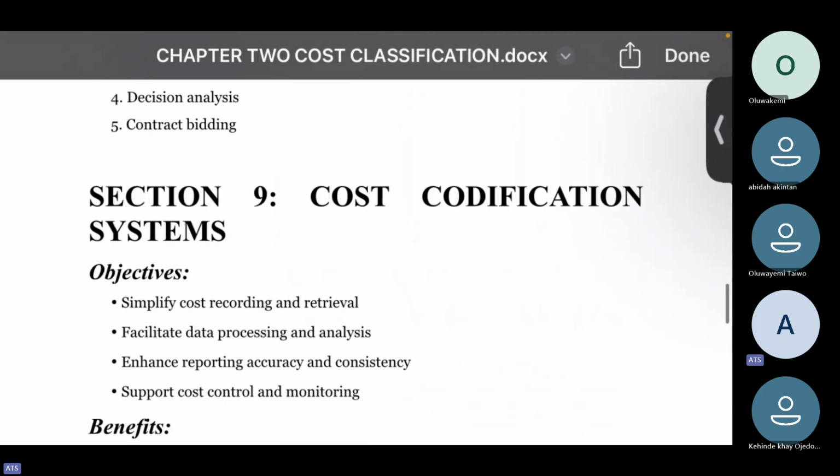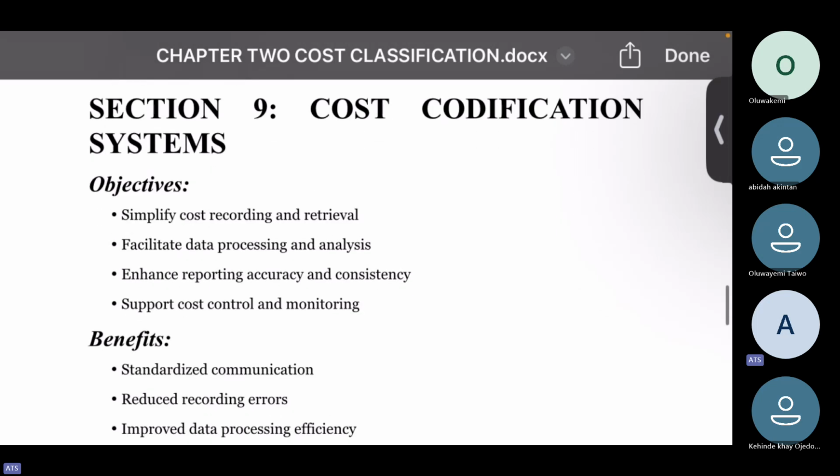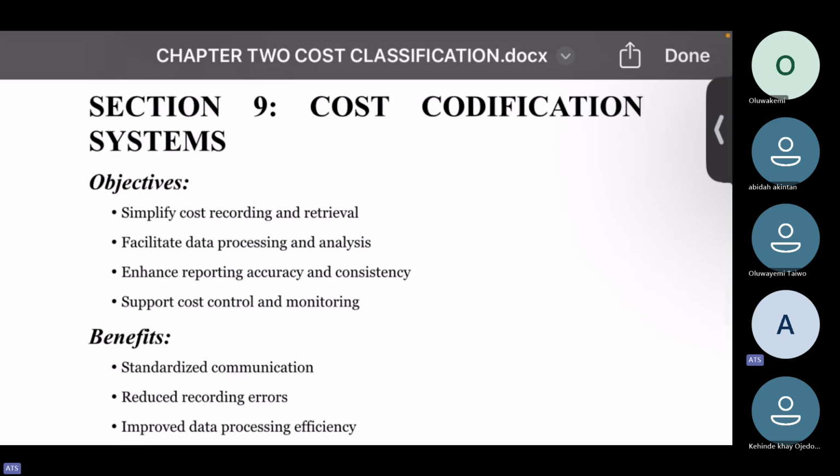Now let's talk about cost codification. Now, it is nothing big. By codification, or what we mean when we talk about codifying something, is basically giving a code to it, attaching a code to it so that it will be easy to trace.